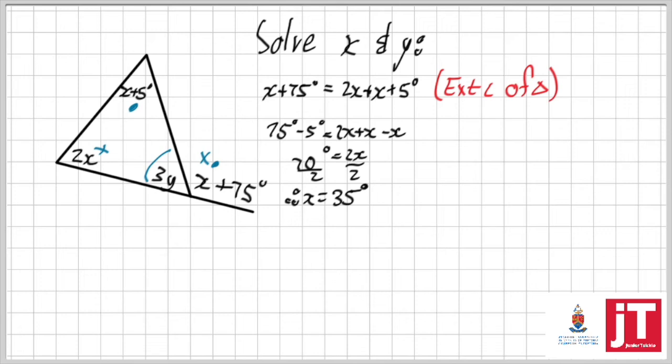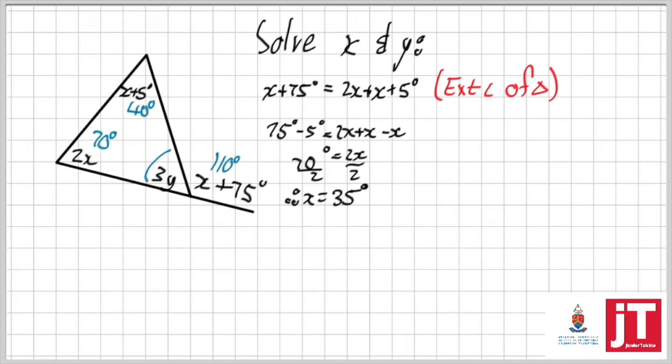Now, please, ladies and gents, don't forget to write on your sketch exactly the values of the angles. So the 2x, 2 times 35, is 70 degrees. The x plus 5, that's 35 plus 5, so that is 40. And the exterior angle is 110 degrees because it's 35 plus 75.